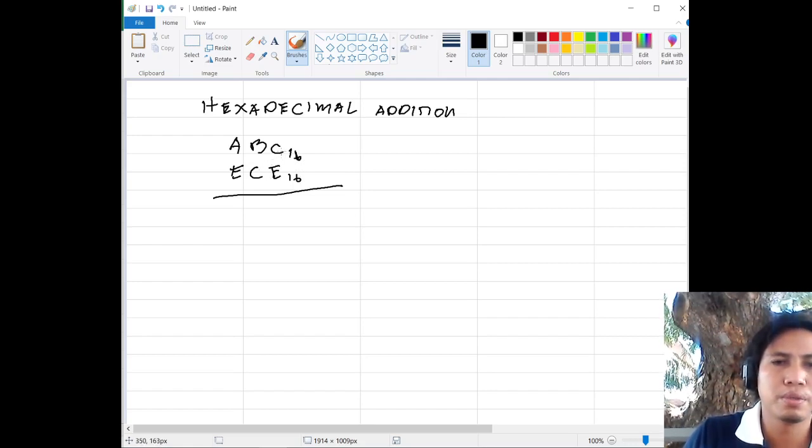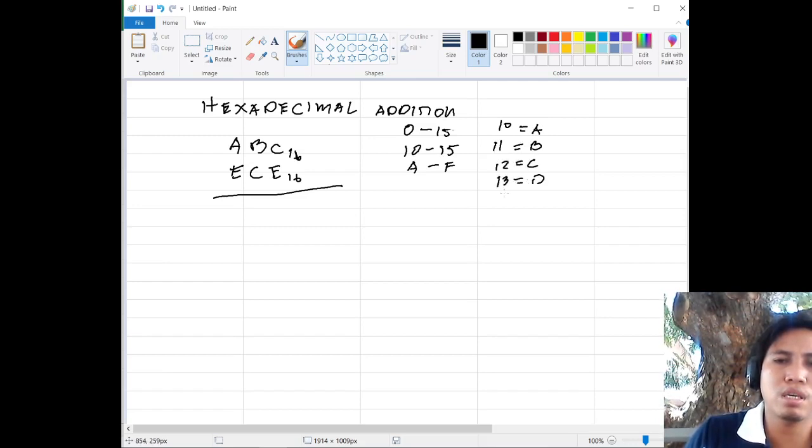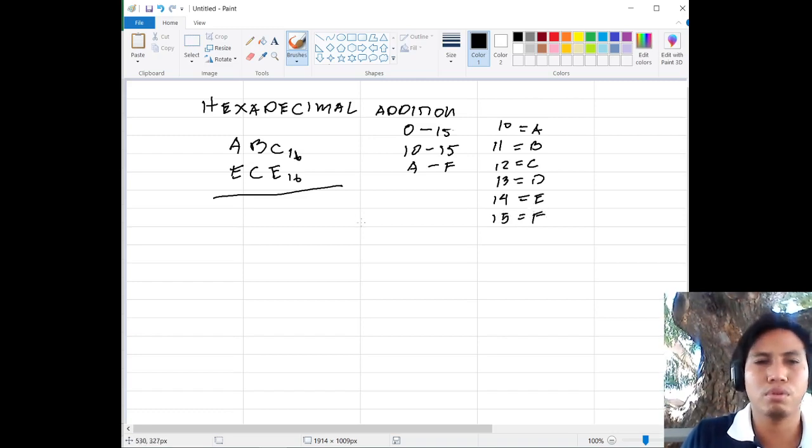Okay, so take note the digits of hexadecimal is 0 to 15. But 10 to 15 is a double digit, so it is represented as A to F. Now take note of the digit: 10 equals A, 11 equals B, 12 equals C, 13 equals D, 14 equals E, and 15 equals F. So those are the digits.